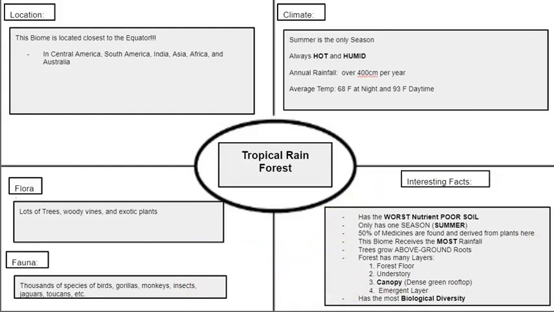Our last one right over here in our bottom right corner is going to be interesting facts. These are going to be the facts that might show up on your test. Hint, hint. If we bolded anything, those are going to be very important to know. Make sure that you look at that it has poor nutrient soil, that it only has one season, which is the summer, and that we know about the canopy as well as biological diversity. This is the biome with the most biological diversity. It might also be good to learn the 4 different layers that make up our tropical rainforest.